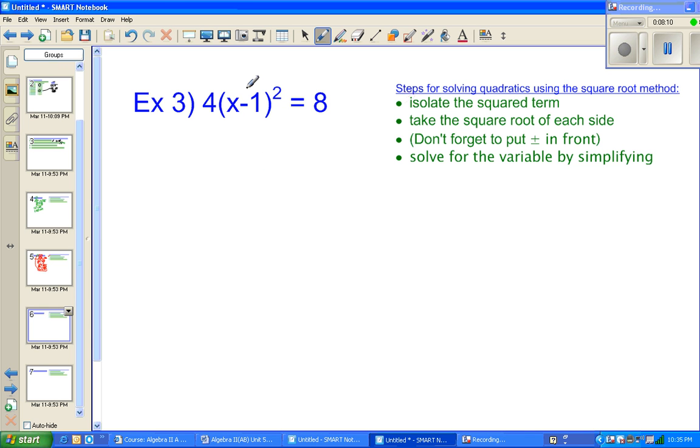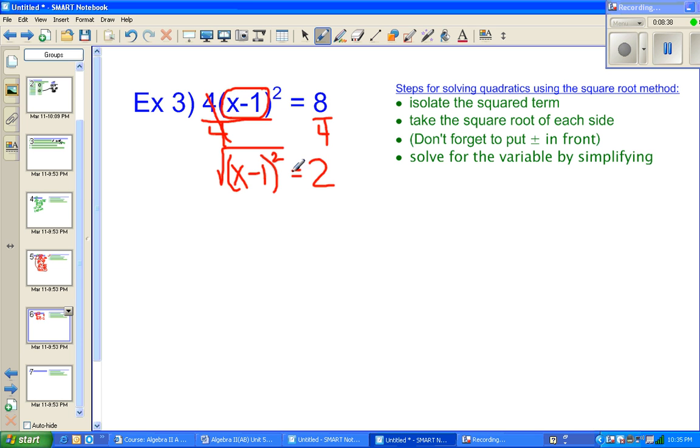Okay, in the third example, again, you want to isolate the squared term, so we want to get rid of our 4. That 4 does not belong to the squared. The only thing that belongs to the squared is this x minus 1. So you have x minus 1 squared, and 8 divided by 4 is 2. All right, we've isolated the squared term.